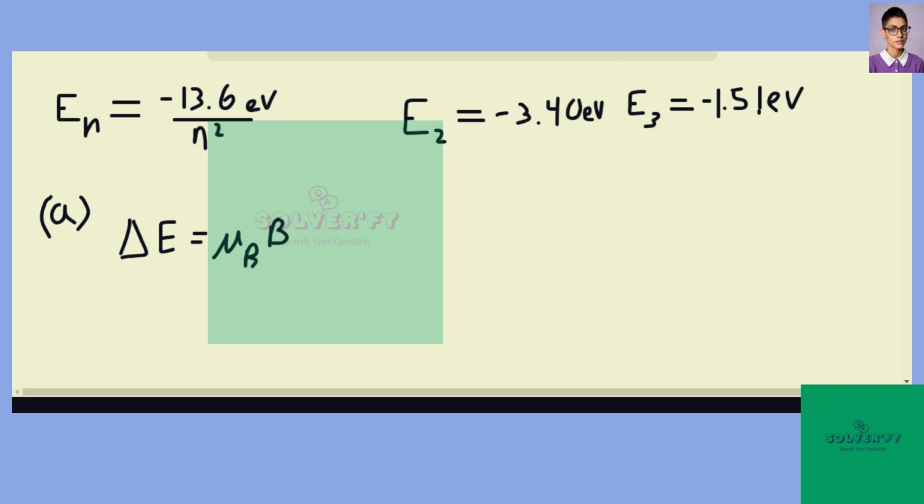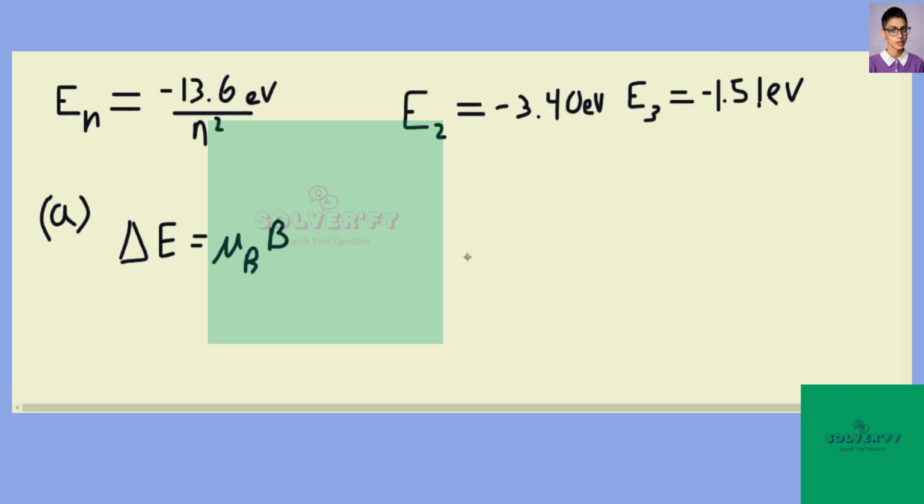For A, the shift in the energy level from the zero field value, delta E, is equal to mu sub B times the magnetic field strength B. So mu sub B is just a constant, 5.78 times 10 to the minus 5 electron volts per Tesla. And we're told the magnetic field is 1.4 Tesla. So this comes out to equal 8.11 times 10 to the minus 4 electron volts.